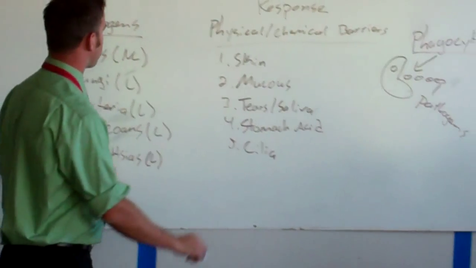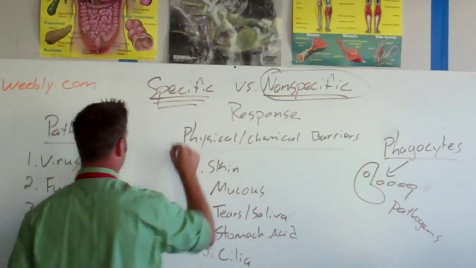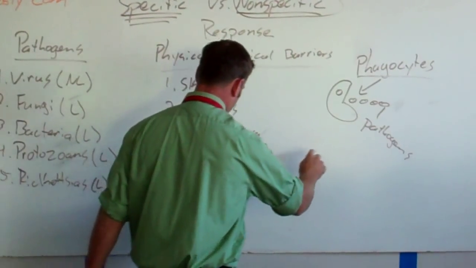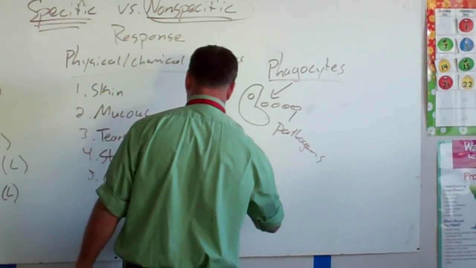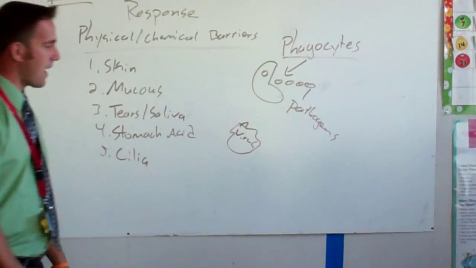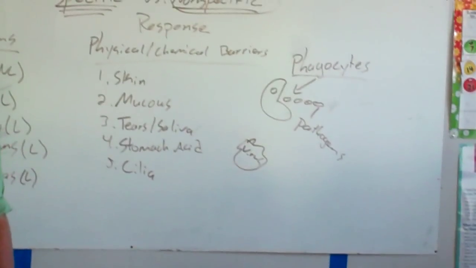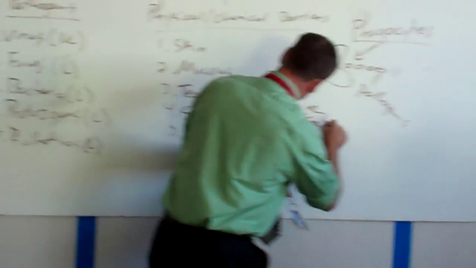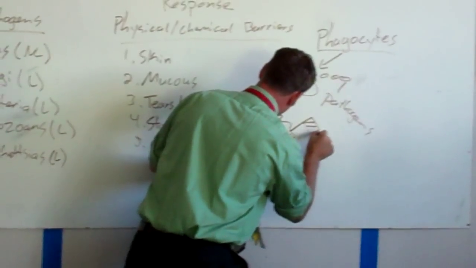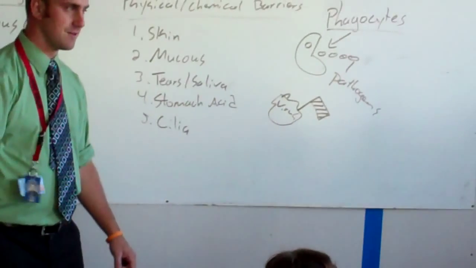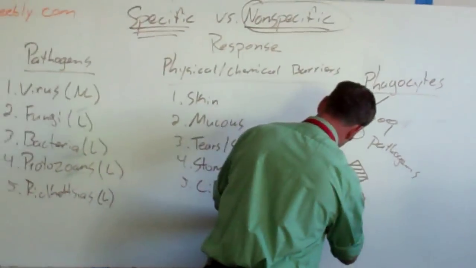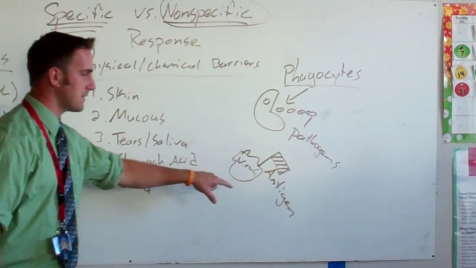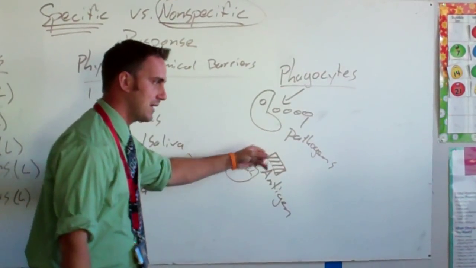Okay, what are some examples of specific response? What things fall into that category? Here's a virus. If it's a virus, what does it have on it that tells the body what it is? What's that structure called? A flag. What's the name of the flag? It starts with an A. Okay. Antigen. Every pathogen has a different antigen, which basically tells the body what that is.